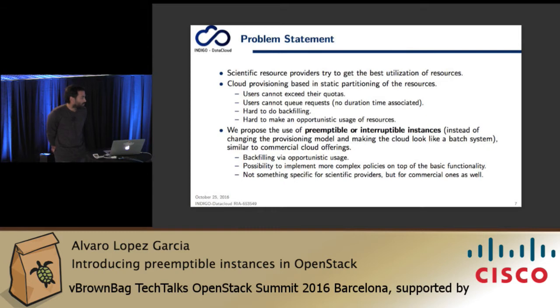So what we are proposing here is to introduce preemptible instances or interruptible instances instead of changing the whole provisioning model, similar to the commercial cloud offerings like Google Compute Engine preemptible instances or the AWS Spot Market, so that we can do backfilling via opportunistic usage, so that we can implement more complex policies on top of this basic functionality, like dynamic pricing and so on. And also, we try to develop this not specifically for the scientific providers, but also for the commercial ones, because we consider that this is something useful.